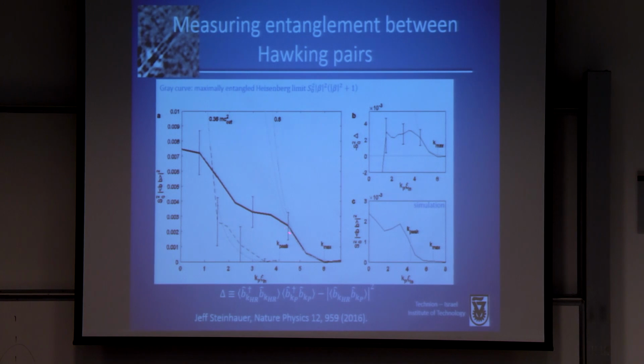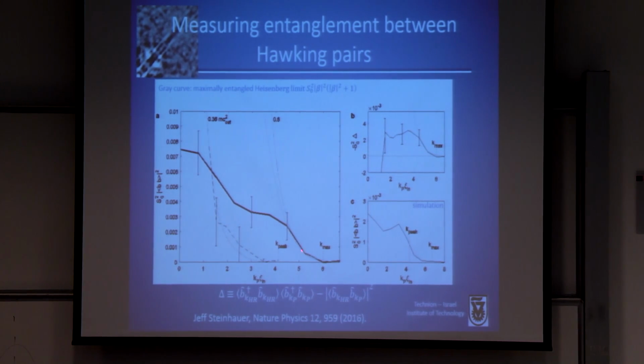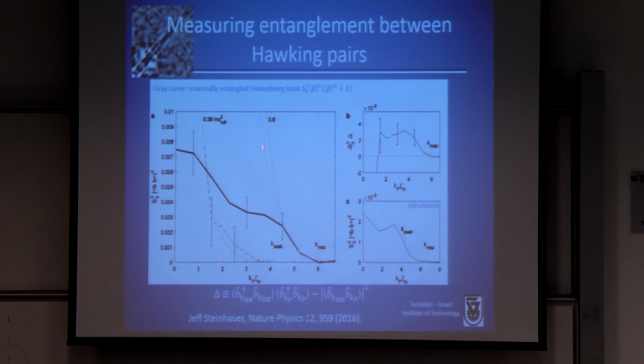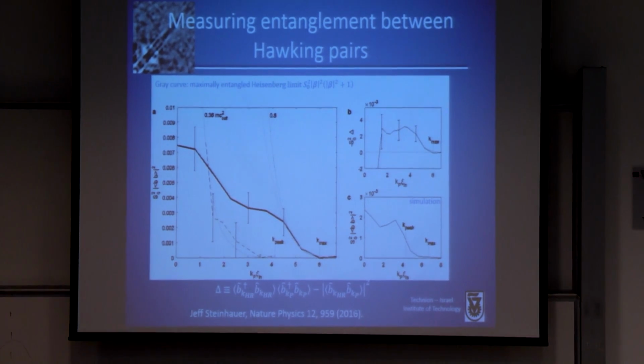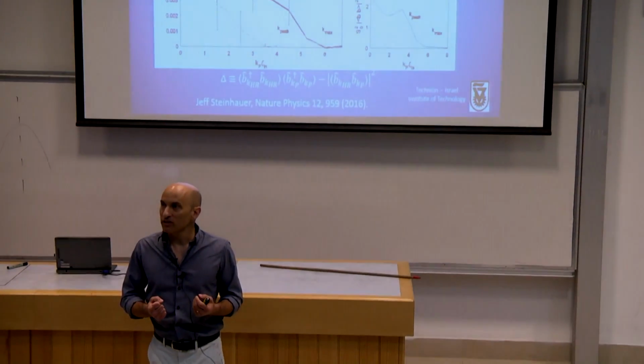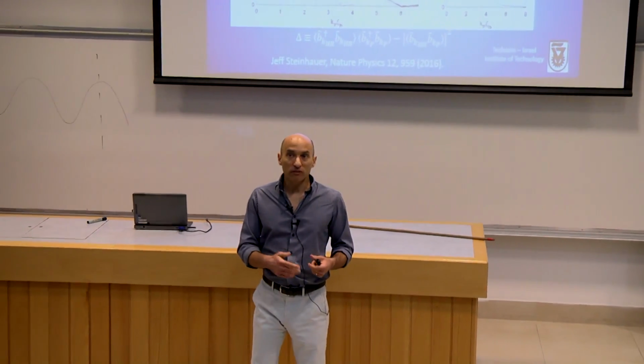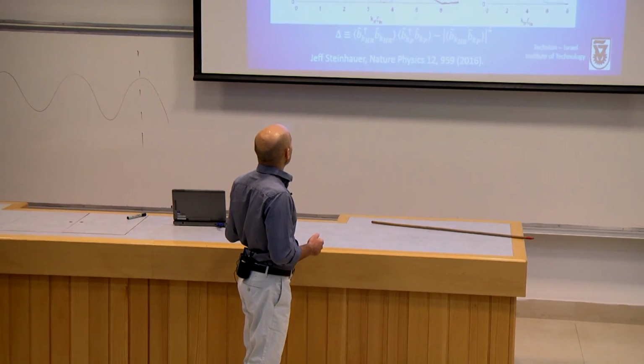Furthermore, the solid curve is consistent with this light gray curve. This light gray curve is the Heisenberg limit. The correlations between the waves are limited by the Heisenberg uncertainty principle. They can't be too large.